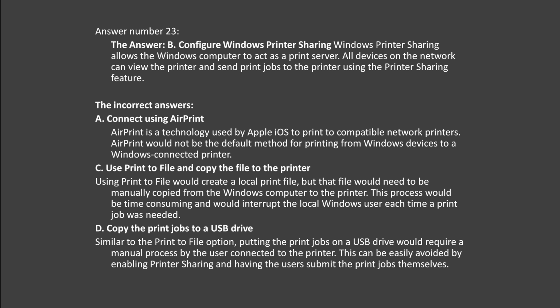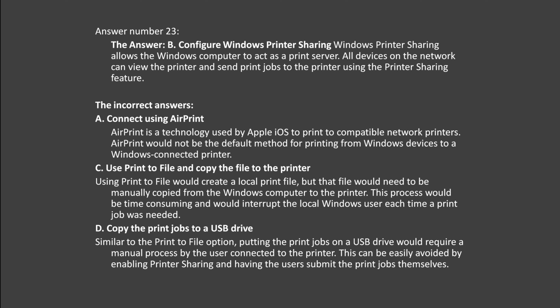Answer number 23. B. Configure Windows printer sharing. Windows printer sharing allows the Windows computer to act as a print server. All devices on the network can view the printer and send print jobs to the printer using the printer sharing feature. The incorrect answers. A. Connect using AirPrint. AirPrint is a technology used by Apple iOS to print to compatible network printers. AirPrint would not be the default method for printing from Windows devices to a Windows-connected printer.